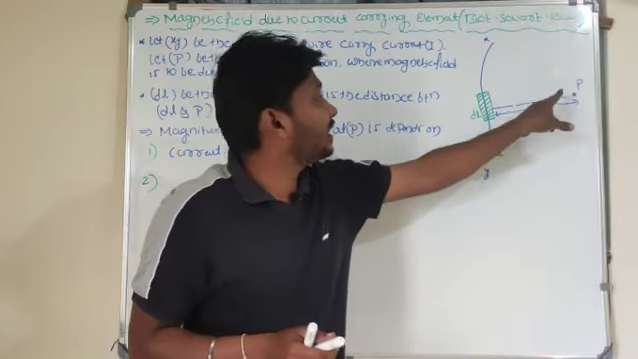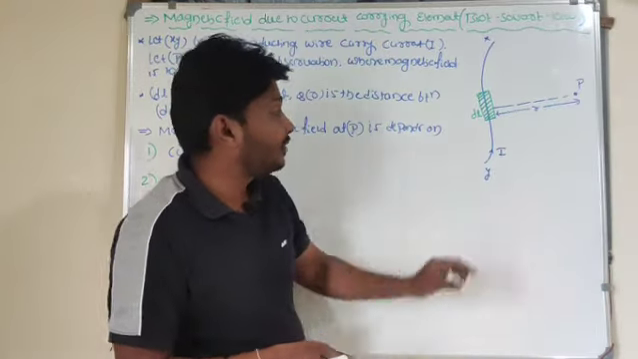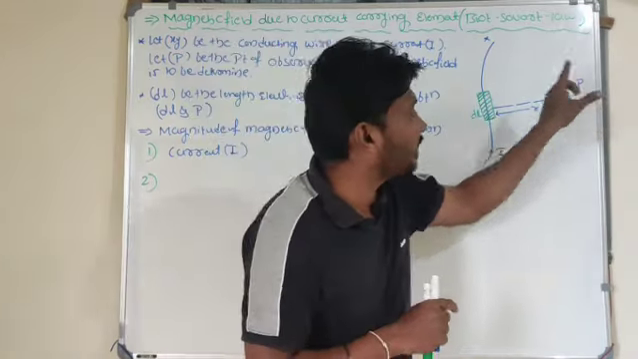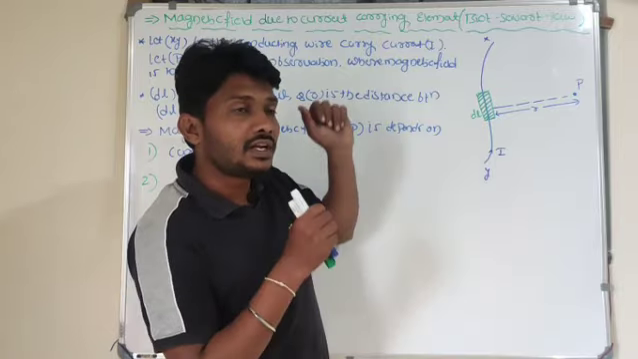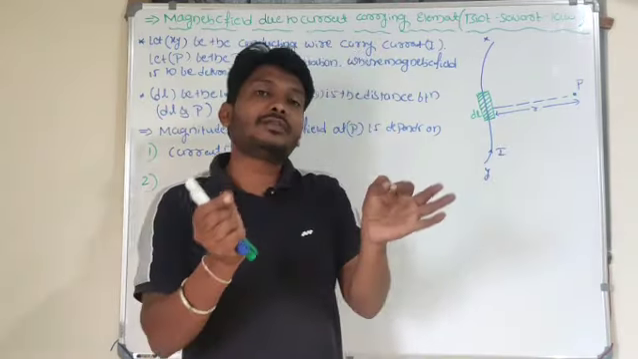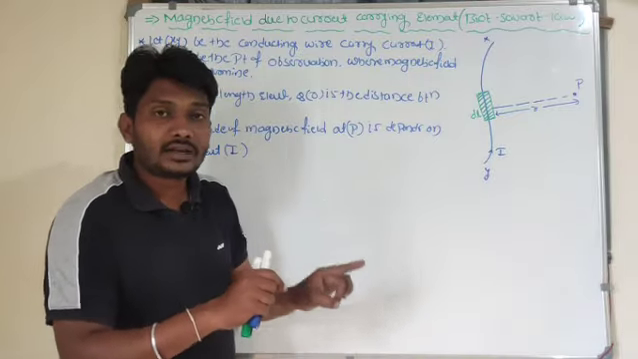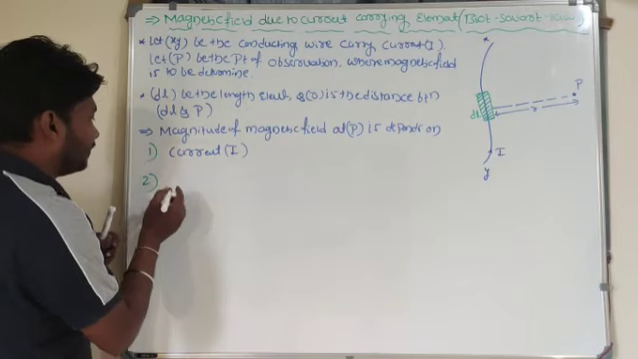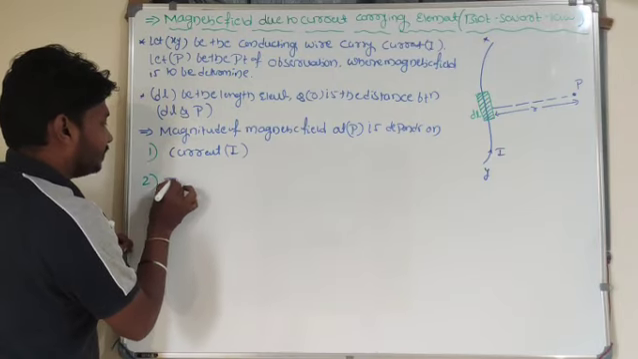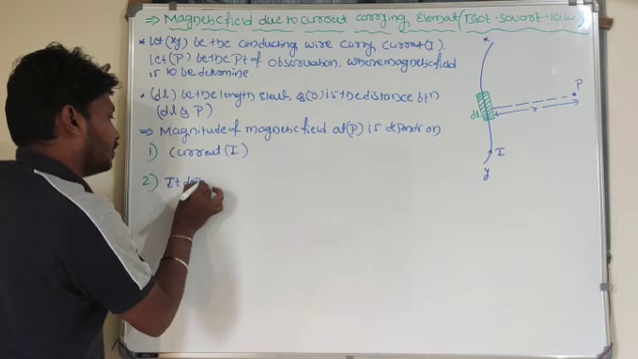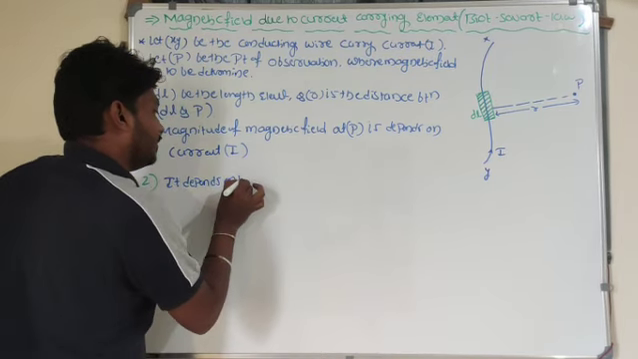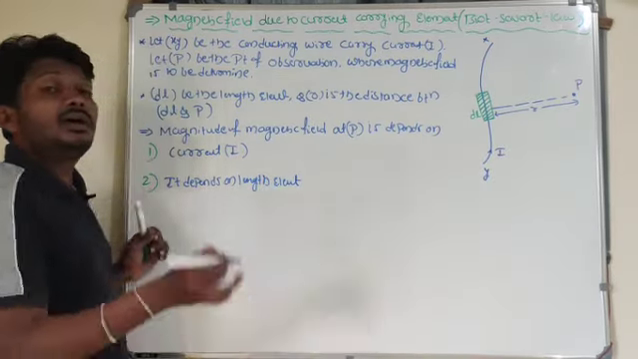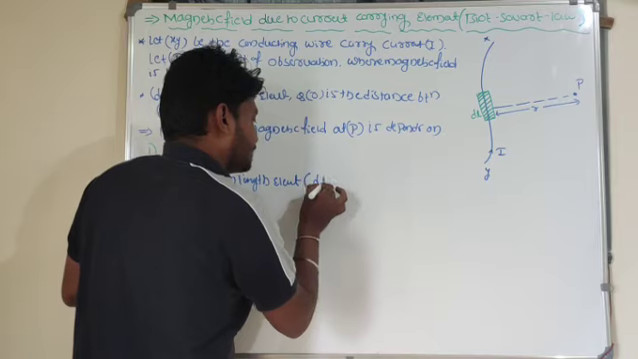Second, the magnitude of magnetic field at point P depends upon the length element. If you choose a small length element, a small magnetic field is produced. If you choose a large length element, you will get a large magnetic field. So the second dependent factor is the length element, which means dL.